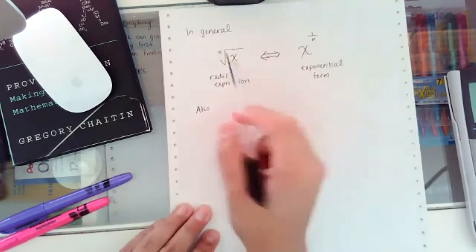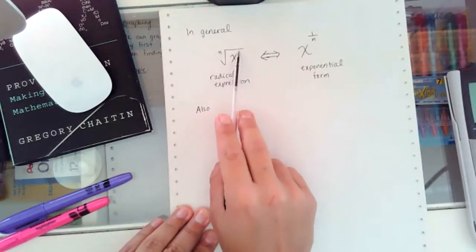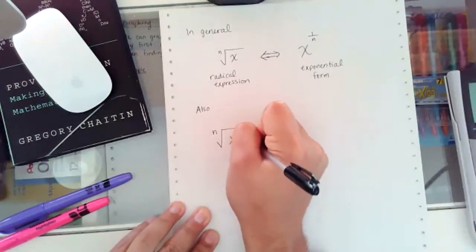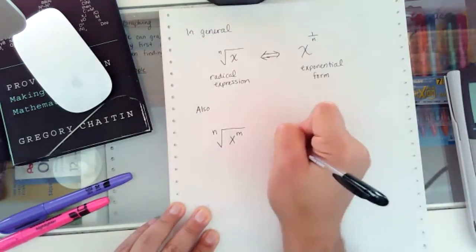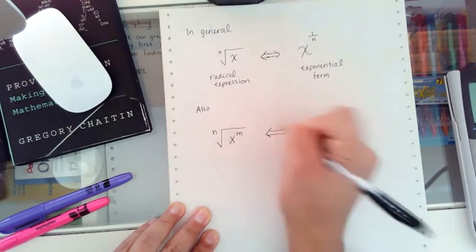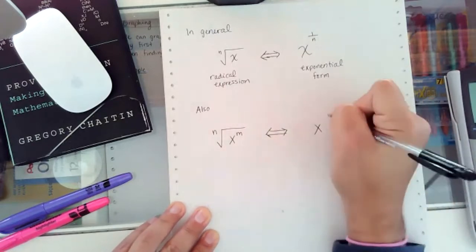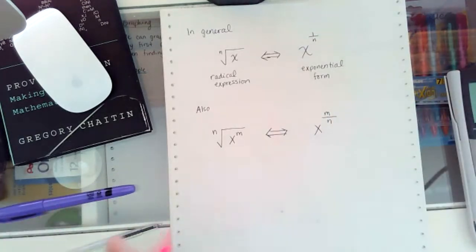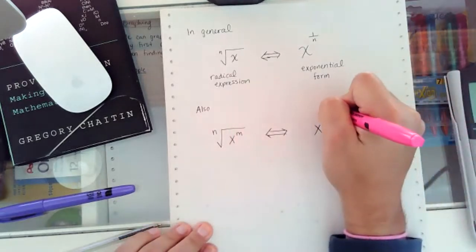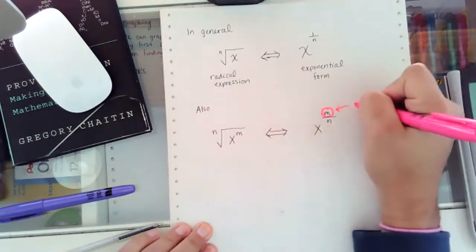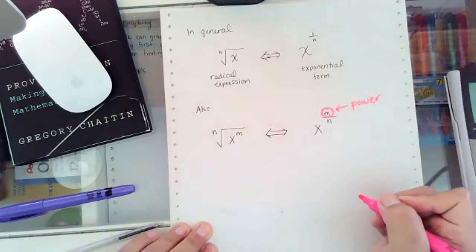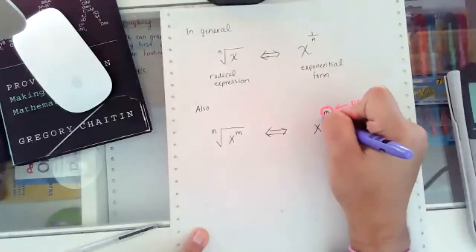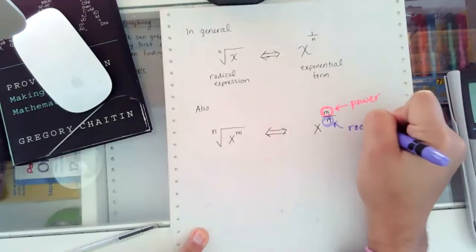Also, if you have both a radical expression and a power, so let's say that I had the nth root of x to the mth power, then I could rewrite this as x to the mth power over n. And I think it's super helpful to label this: the numerator of the fractional power is going to be considered the power or the exponent. And the denominator of that fractional power, you can consider the root.